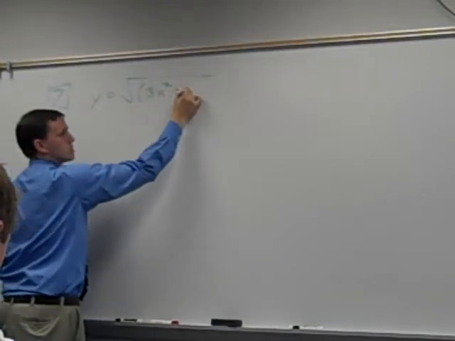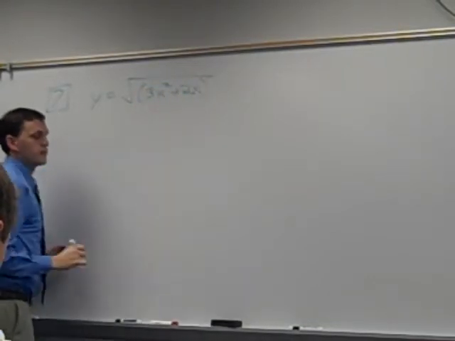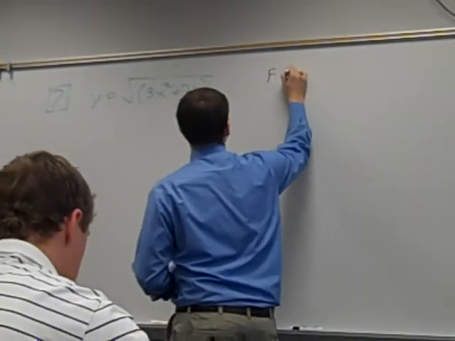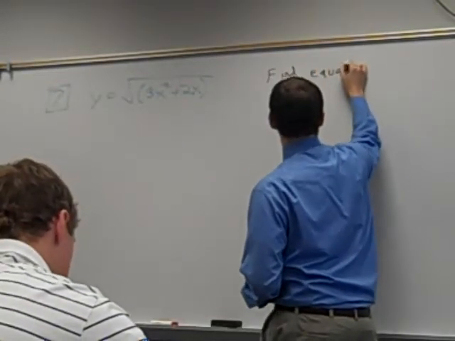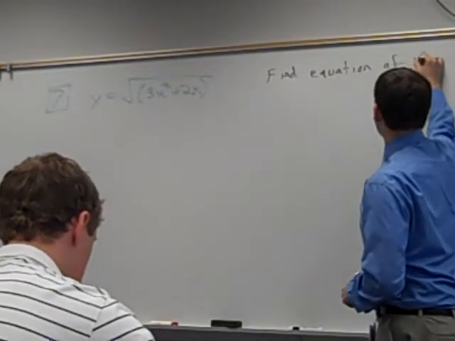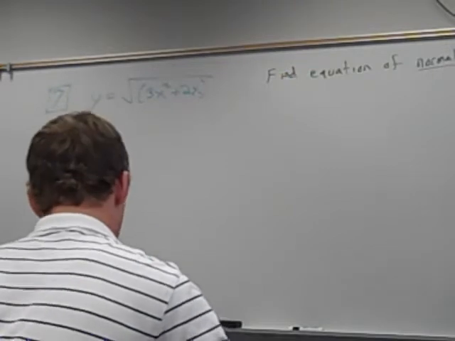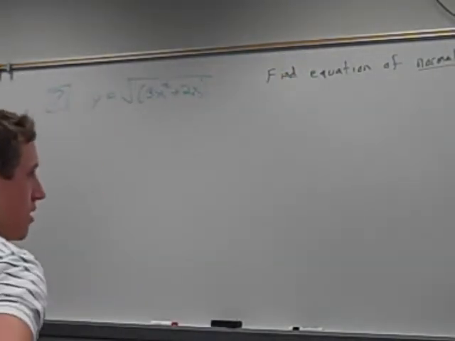3x squared plus 2x. And we want to find the equation. So find the equation of the normal line at, what's my point again, (2, 4)? (2, 4).